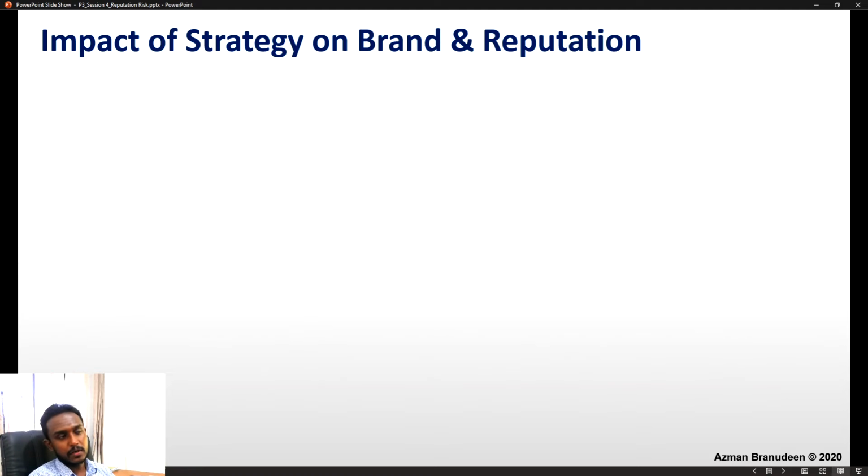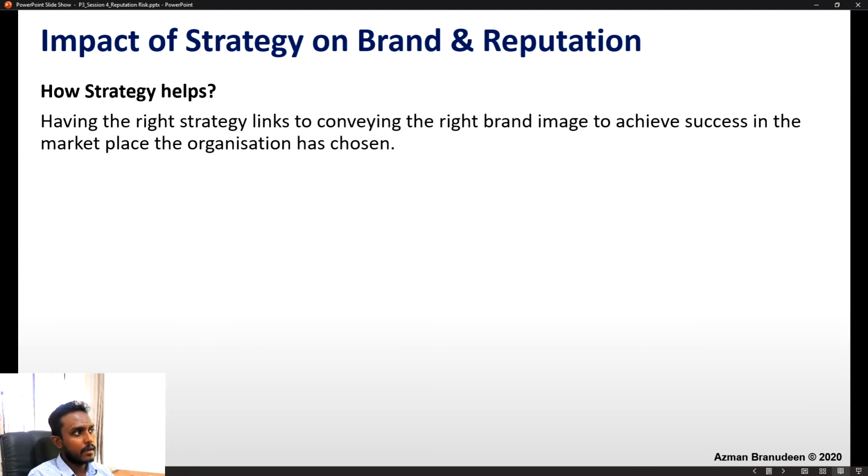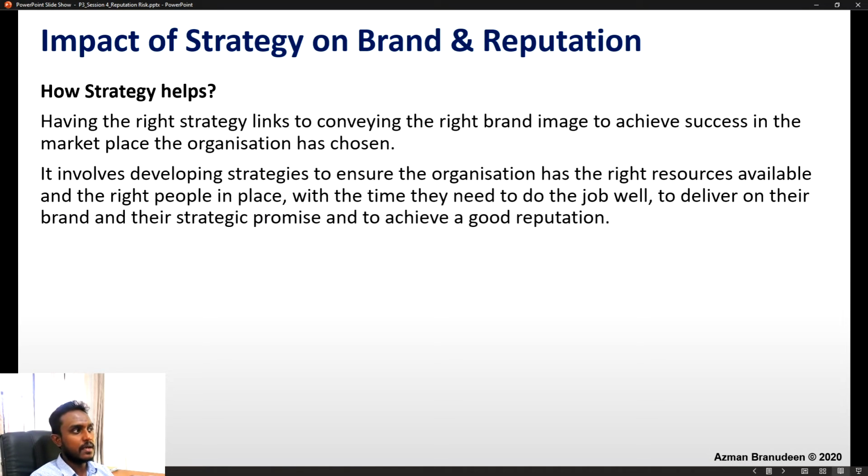Impact of strategy on brand and reputation. So, how does strategy help? Now, if you have the right strategy that links to conveying the right brand image to achieve success in the marketplace the organization has chosen, is fundamentally the best way to link strategy to brand and reputation. Now, this involves developing strategies to ensure that the organization has the right resources available and the right people in place with the time they need to do the job well and to deliver on their brand and their strategic promise to achieve a good reputation.